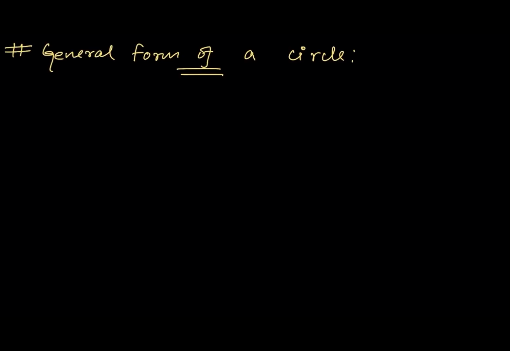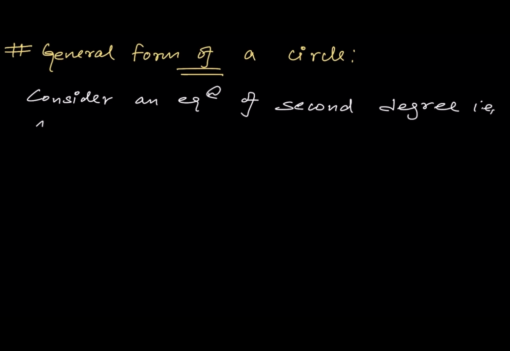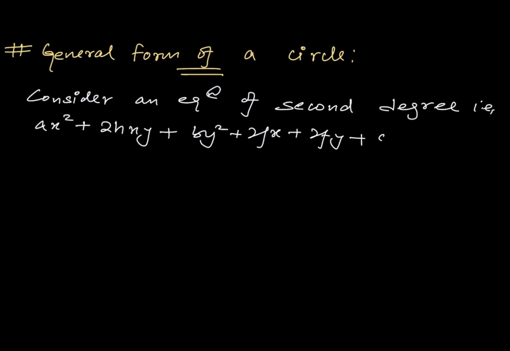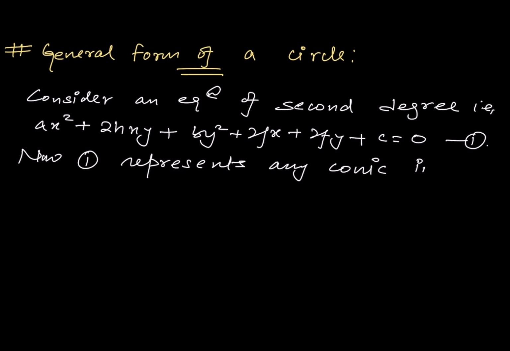So students, first consider an equation of second degree, that is ax square plus 2hxy plus by square plus 2gx plus 2fy plus c is equal to 0. Say this is 1. This equation 1 represents any conic in the xy plane, right? I will come to what a conic is later, a parabola, of course, is a part of conic.